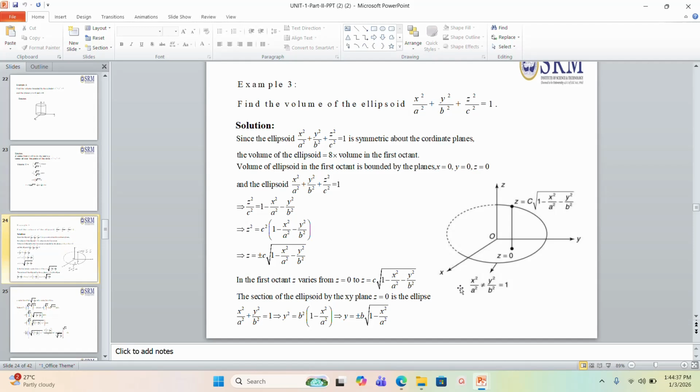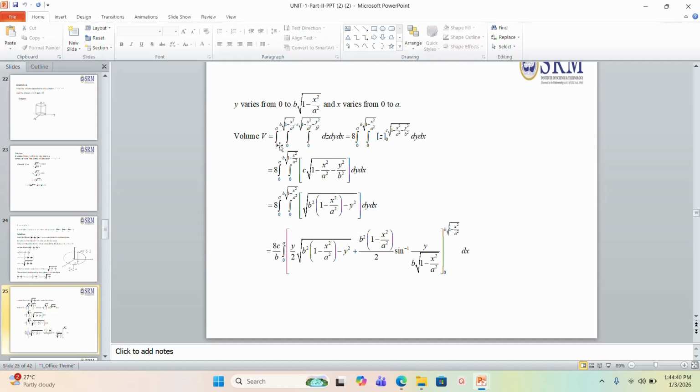So now we can do the integration. This is the volume, with the x limits, y limits and z limits, into dx dy dz. Here the upper limits involve x and y, so integrate with respect to z first. The integral of dz is z, with z limits from 0 to the root of 1 minus x square by a square minus y square by b square. Applying the upper limit, the entire value is c into root of 1 minus x square by a square minus y square by b square, into dy dx.